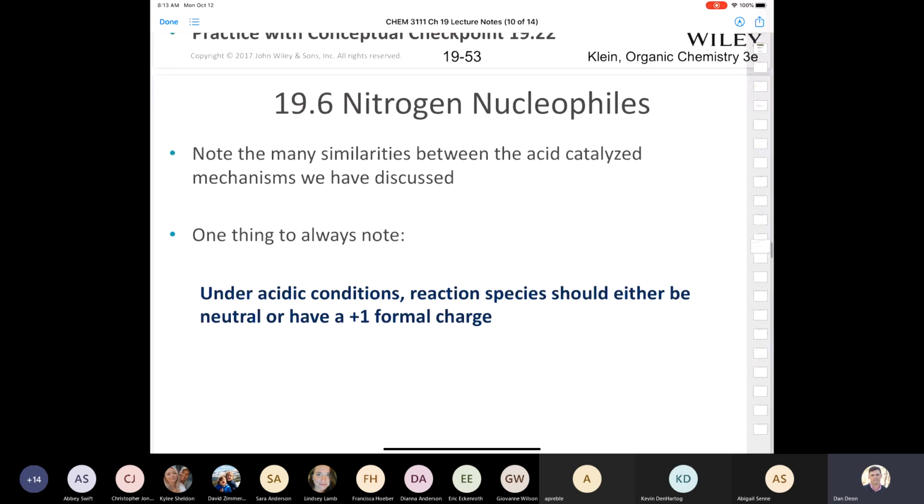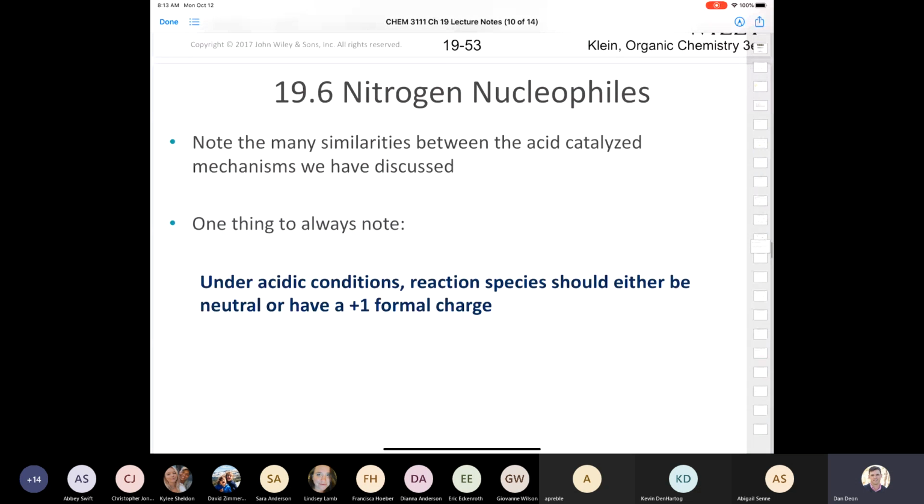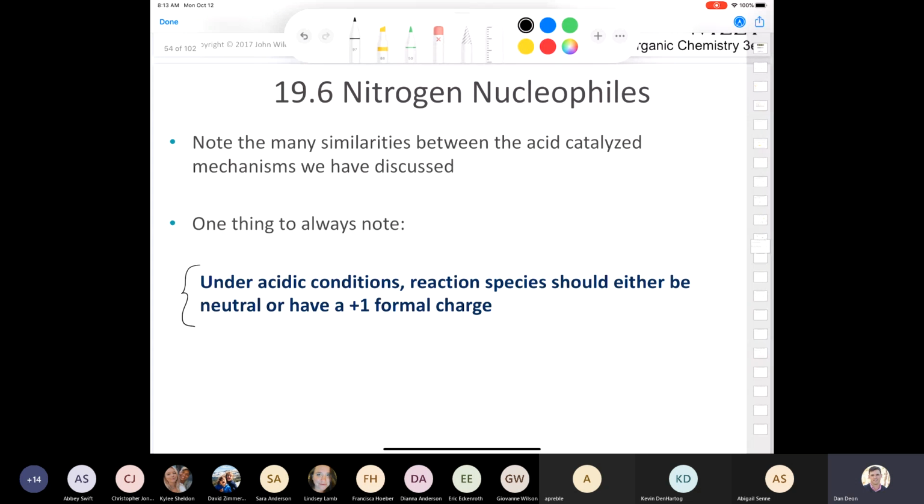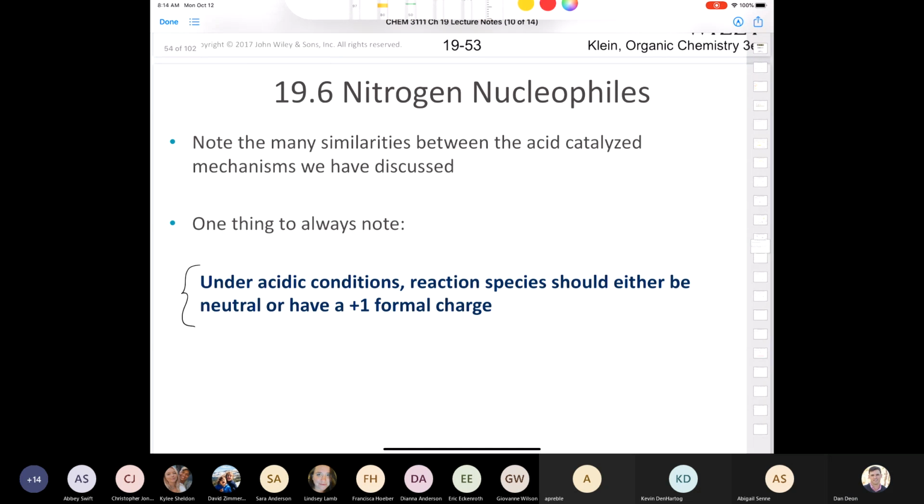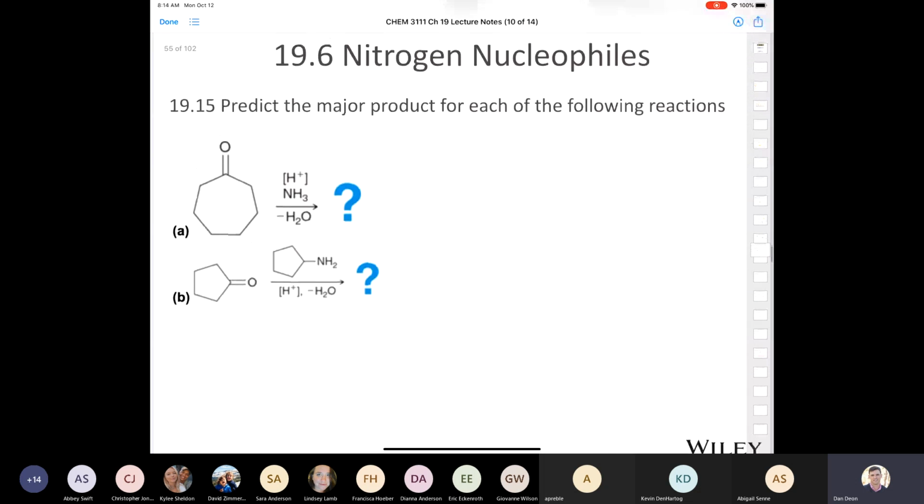Hopefully you've noticed the many similarities between the acid catalyzed mechanisms that we've discussed. Whether it was imine formation, enamine formation, or acetal formation, notice one thing: under acidic conditions, the reaction species should either be neutral or have a +1 formal charge. If you're ever drawing a mechanism and you have a -1 charge under acidic conditions, that's a red flag immediately that there must be something untoward happening there. Well, let's take a look at some practice problems.